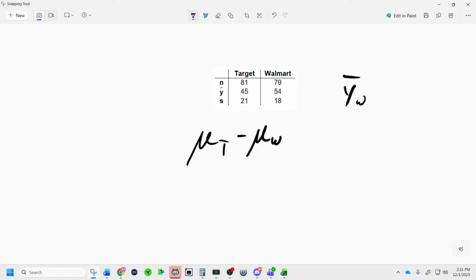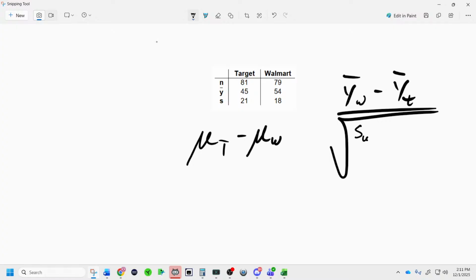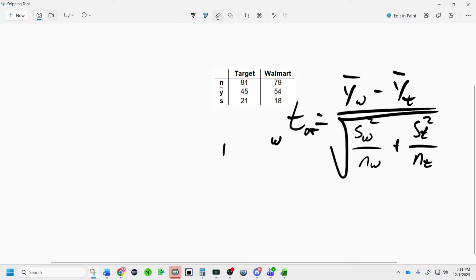So y bar Walmart minus y bar Target over the square root of standard deviation Walmart squared over the sample size of Walmart plus the standard deviation of Target squared over the sample size of Target equals the t, with the complicated degrees of freedom formula. Write these equations like 10 times, you'll get them down. This is what we're solving for, well, what we're trying to understand. And now we just plug in the numbers.